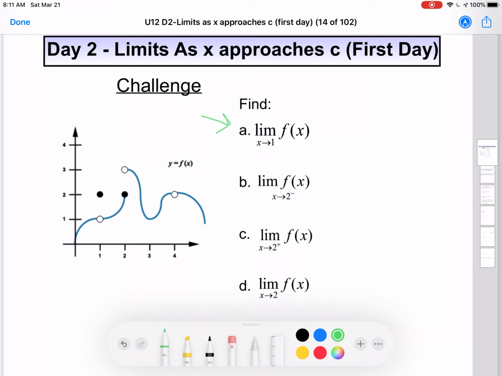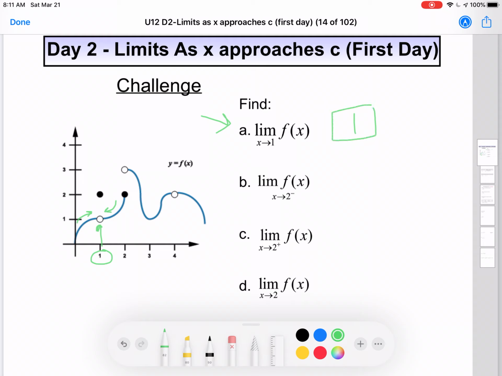So we want to get to x is 1, right? This is where we want to try and get. But we're coming from both sides. So when we come from the left, it's going to reach a y value of 1. And when we come from the right, it's going to reach a y value of 1. So the limit does exist. The limit is 1.